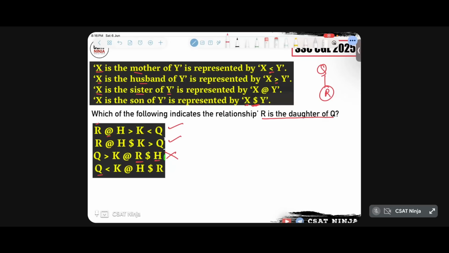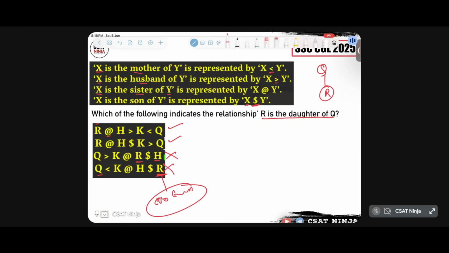Again, if you look here, always remember one trick. You have a gender here. In this kind of coding, you will never have a gender for the last one. Most of the time, there will be no gender there. So you can directly eliminate this one. Now you will have to try and check these two options in order to get R is the daughter of Q.